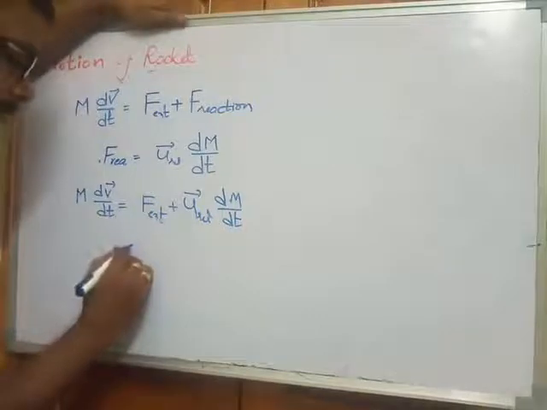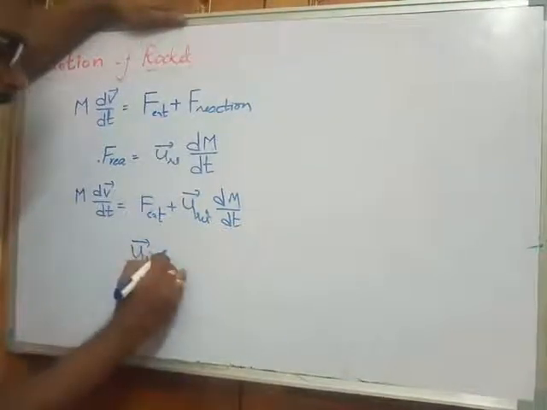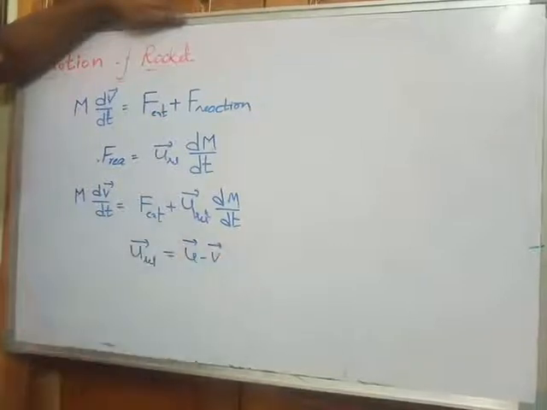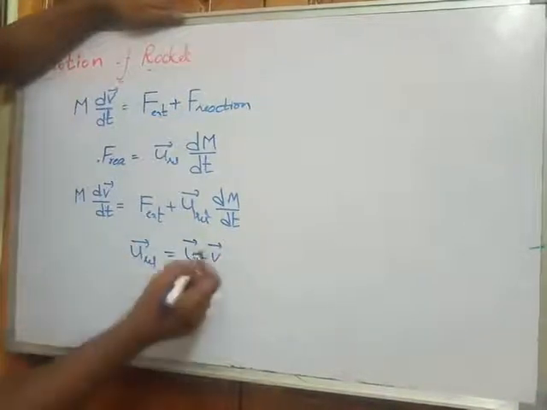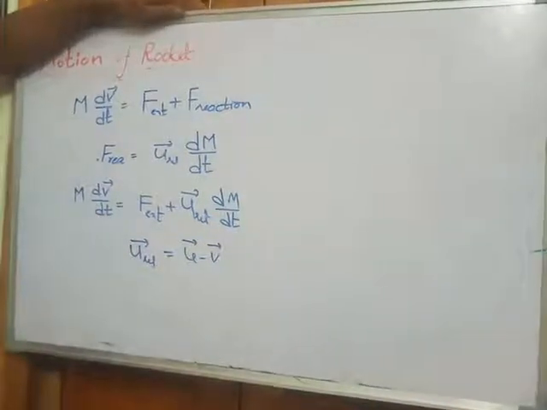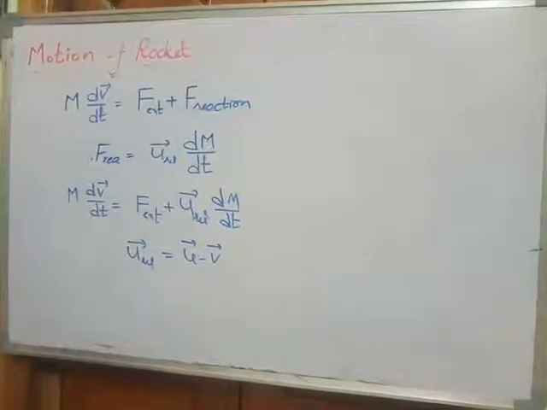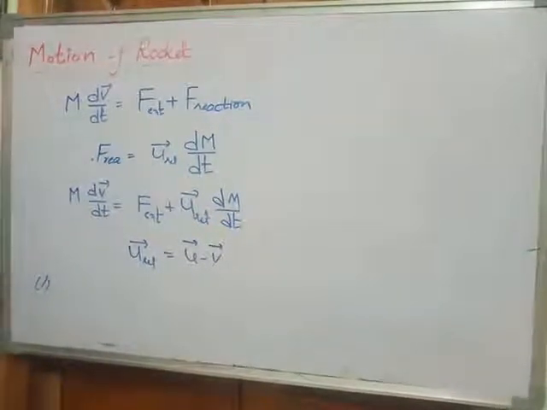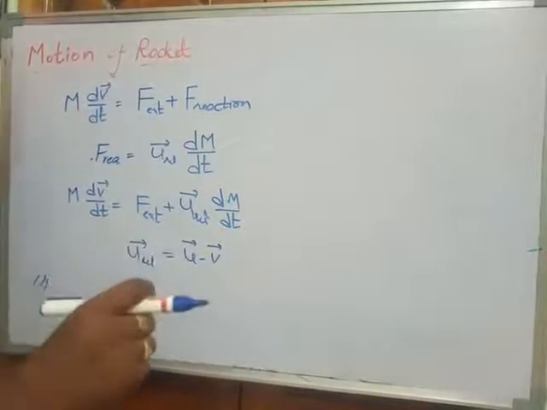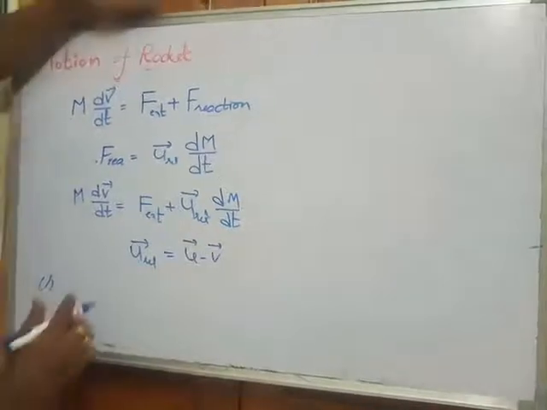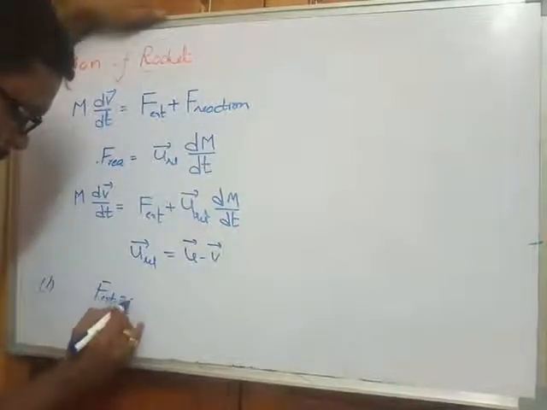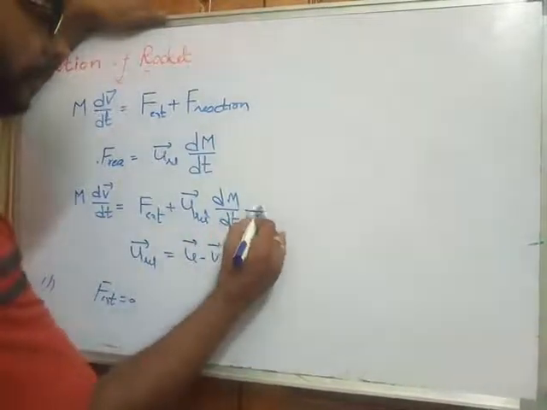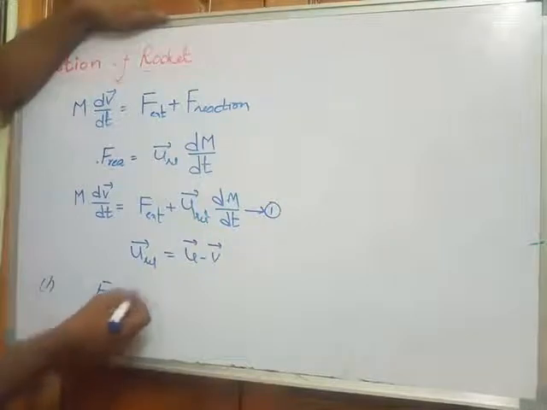How can we write the relative velocity? u relative can be written as u minus v. What is u? What is v? Where u is the velocity of the gases and v is the velocity of the rocket. Now initially, let us assume that there is no external force acting on the rocket. So we take F external equal to 0. Let this be equation number 1, and substitute F external equal to 0 in this equation.